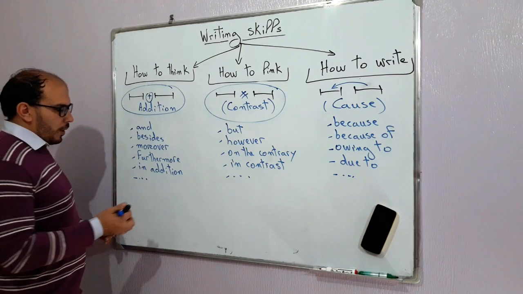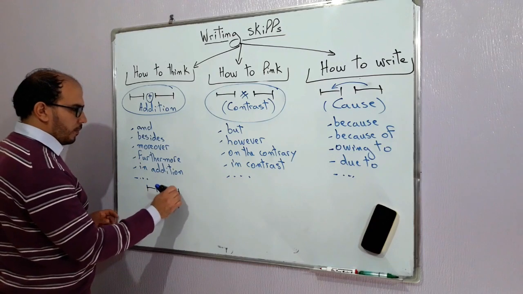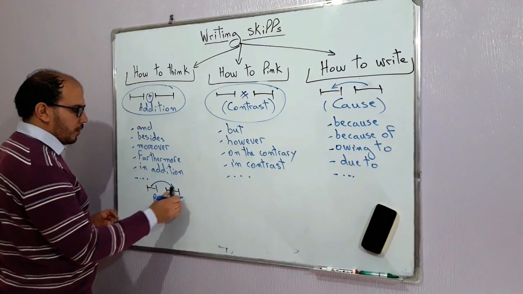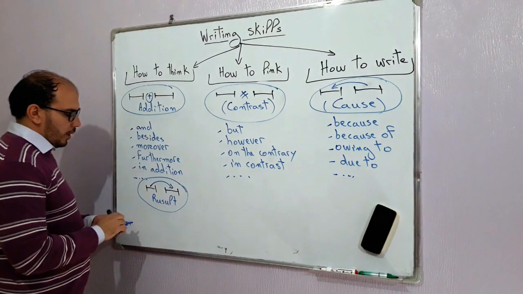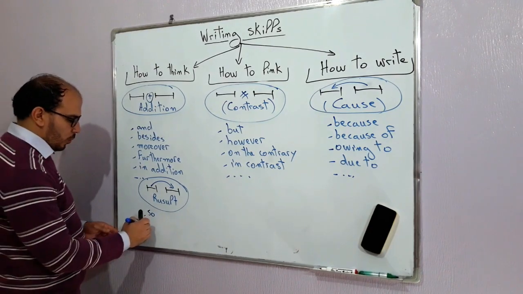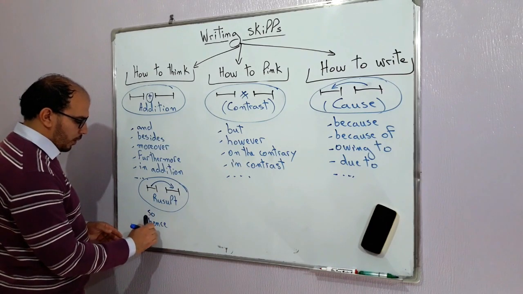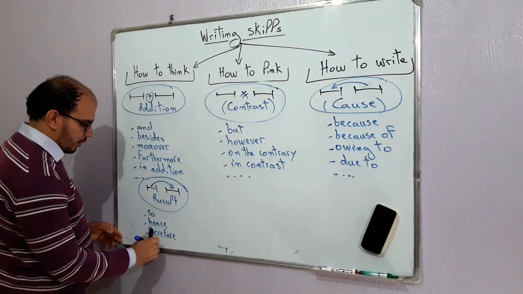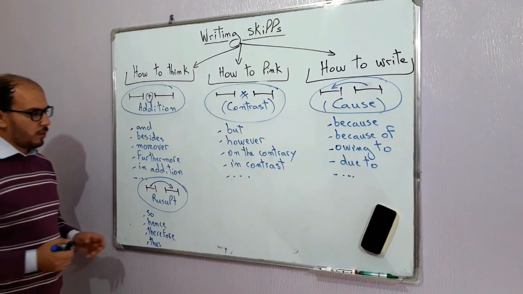If I want to express, for example, I have two ideas. If I want to express the result, for example, we have so, hence, therefore, thus, and we have other linking words, of course.